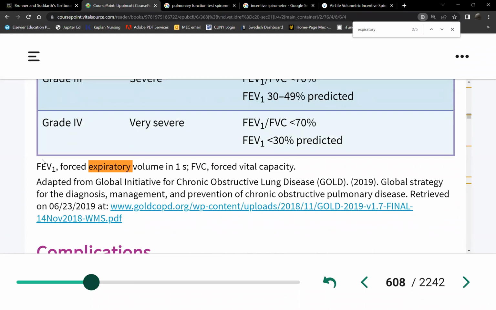FEV1 is forced expiratory volume in 1 second. How much can you blow in 1 second into the spirometer? It measures how much you are able to blow, that is, what percentage of the air in your lungs is forced out in 1 second. So that is the FEV1. Are we clear?